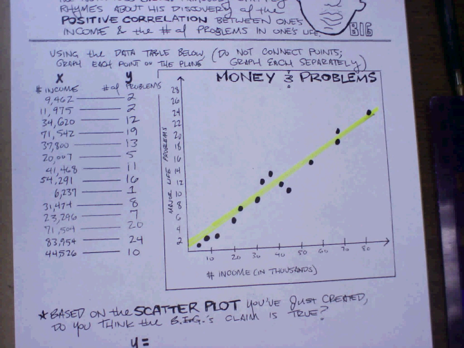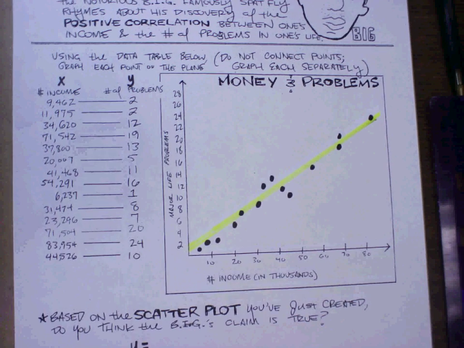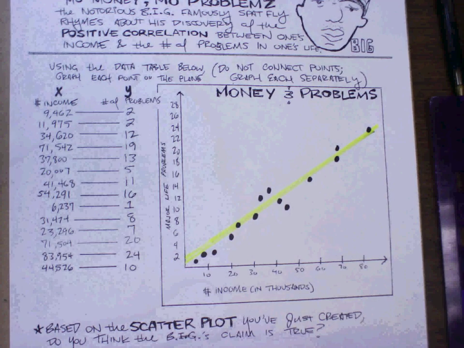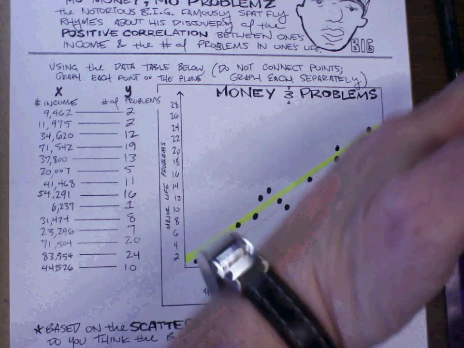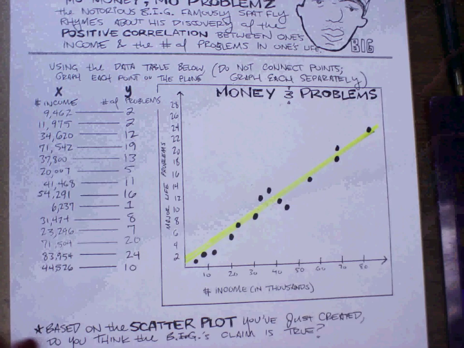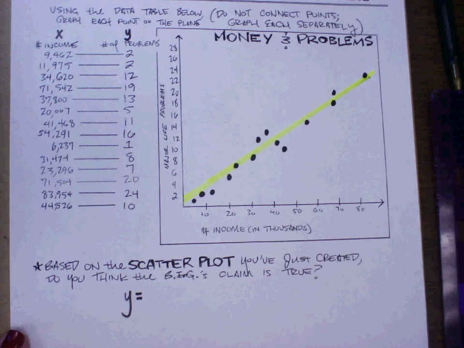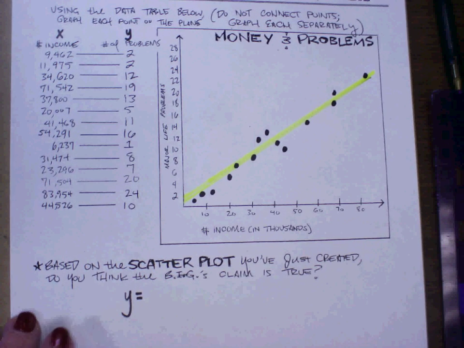Now, based on the scatter plot, is Notorious B.I.G. correct? More money, more problems? Yes or no? According to this data, is what he's saying correct? Is Notorious B.I.G. correct? More money, more problems. Yes, it's a positive correlation, correct? It's definitely a positive correlation. Yes?